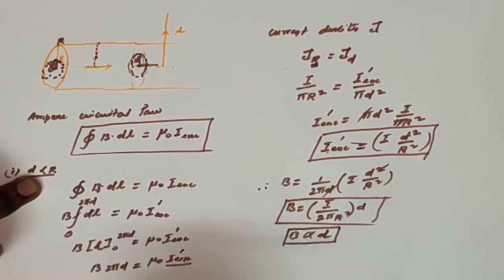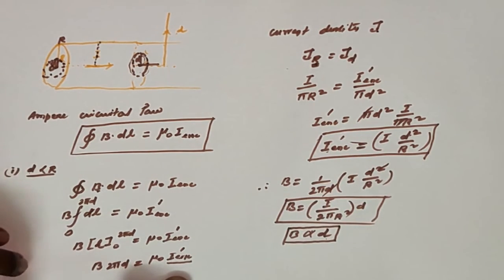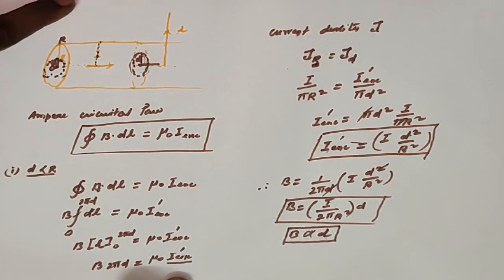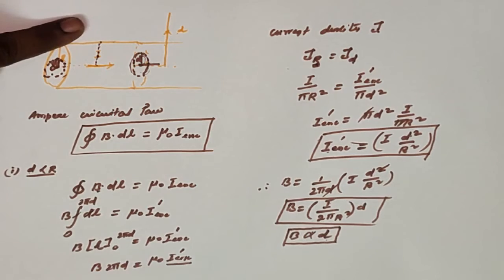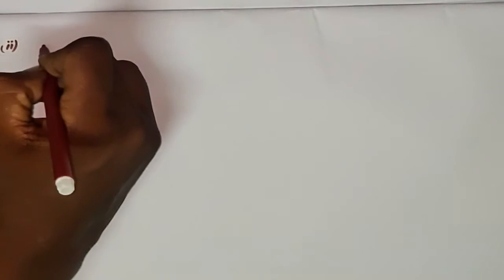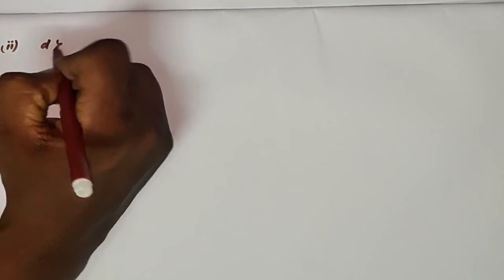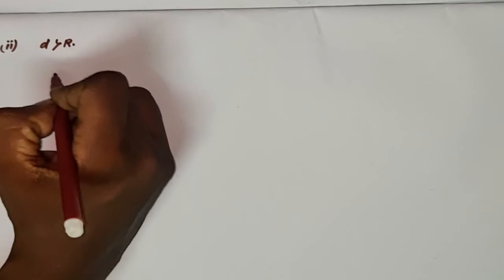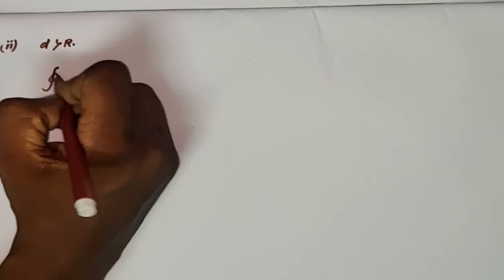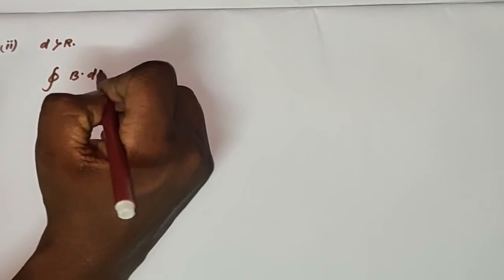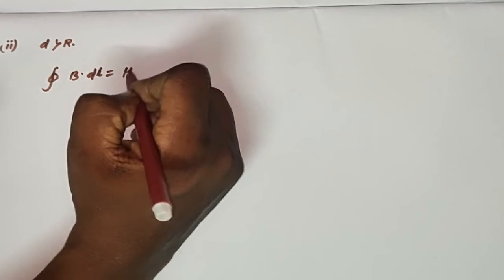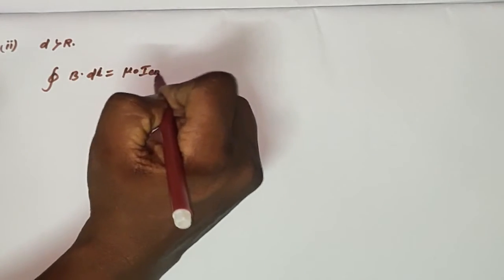B is proportional to the radial distance D. Now we are ready to analyze the magnetic field outside the cylinder, how it will vary along with the radial distance. To find this, we are going to use again the Ampere circuital law. The second case, when the radial distance is greater than the radius of the cylinder, we use the Amperian circuital law, integral of B dot dl is equal to mu naught I enclosed.